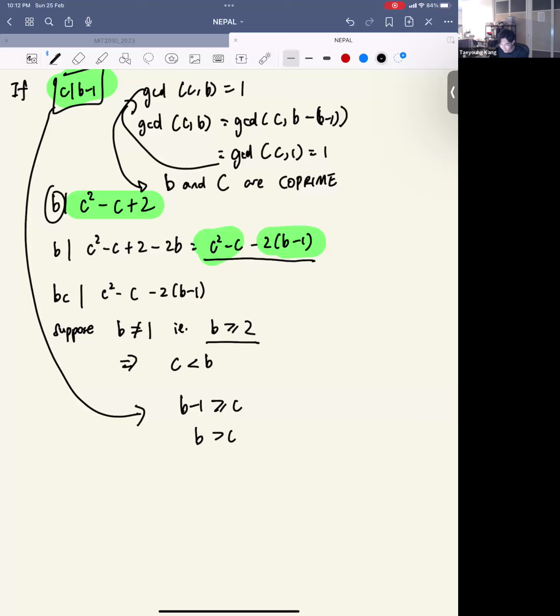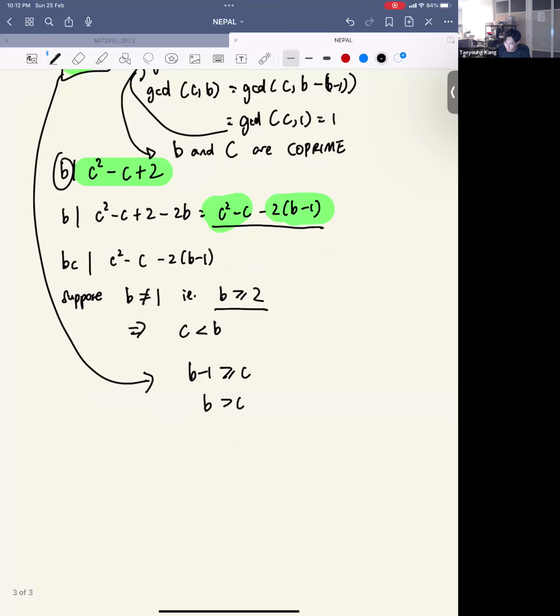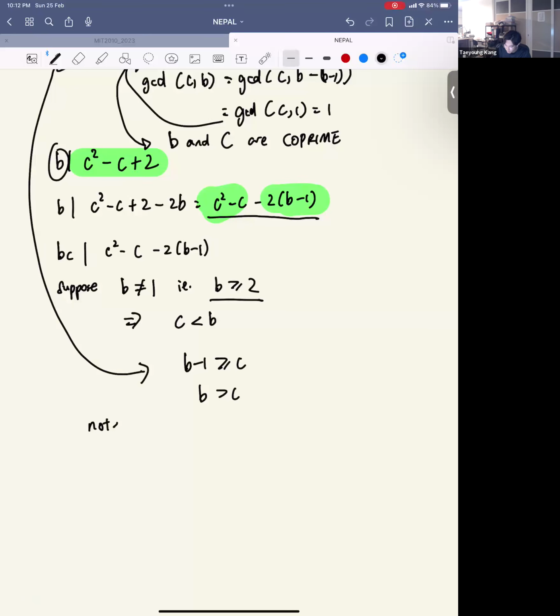And what happens if B is larger than C? Note, BC is strictly larger than C squared. Do you guys agree? And what more is that C squared is also strictly larger than C squared minus C minus 2(B minus 1). Correct? So what does this mean?